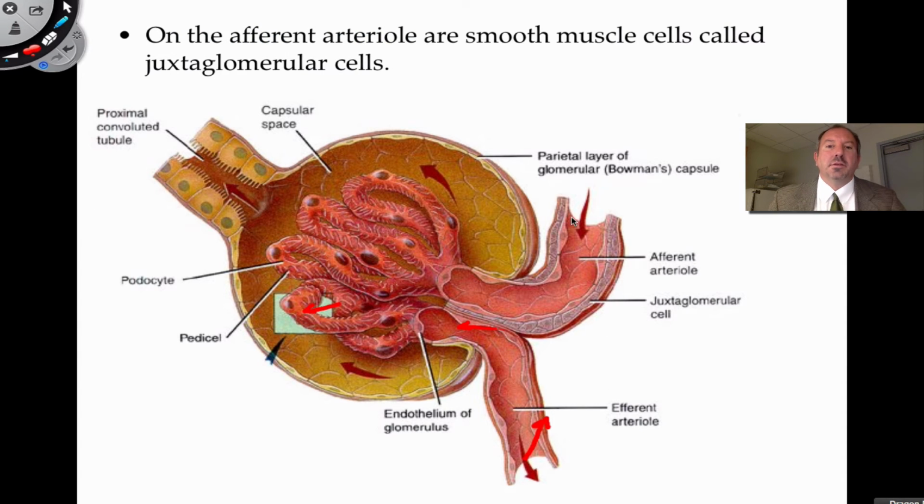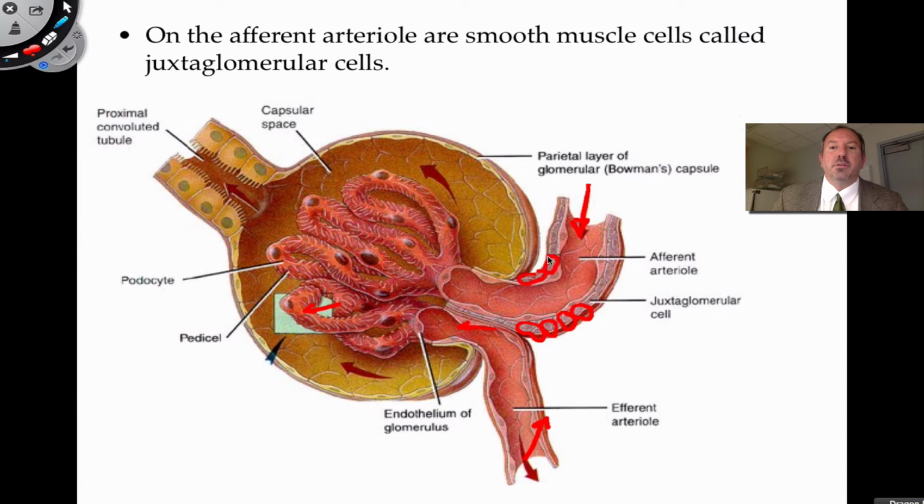Another diagram of this. Here's the blood coming in. This is your afferent arteriole, and you can see the endothelium cells of the blood vessel. These cells surrounding it right over here, where I'm putting my cursor, are the juxtaglomerular cells. Those juxtaglomerular cells are the ones producing the protein called renin, which is going to be part of our conversation. If I were to emphasize them, I would go like this. These are the juxtaglomerular cells right here.